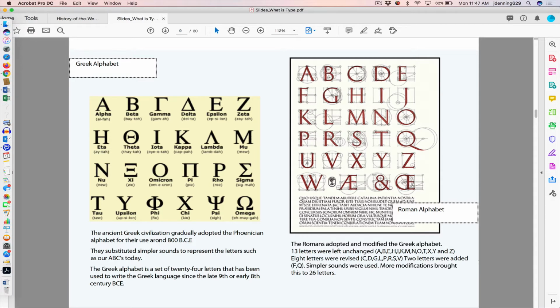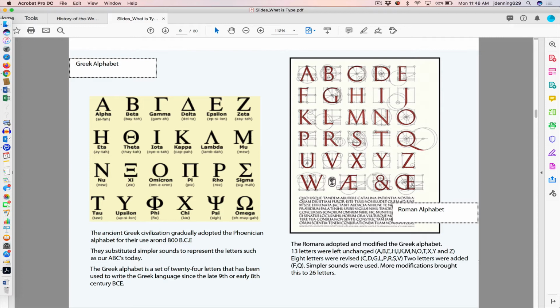And you can kind of see how they gradually adopted the Phoenician alphabet for use around 800 BCE. And they substituted simpler sounds to represent the letters, such as our ABCs today. And it's 24 letters that have been used to write the Greek language since the late 9th or early 8th century BCE. Eventually, the Romans adopted and modified the Greek alphabet.